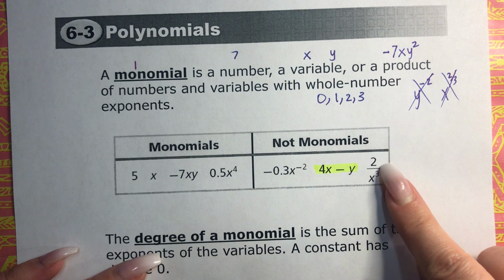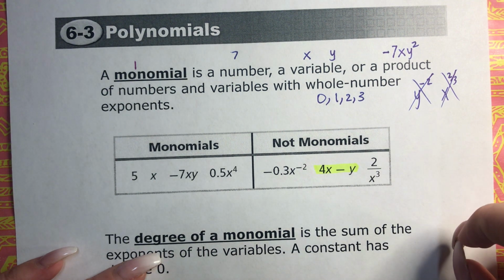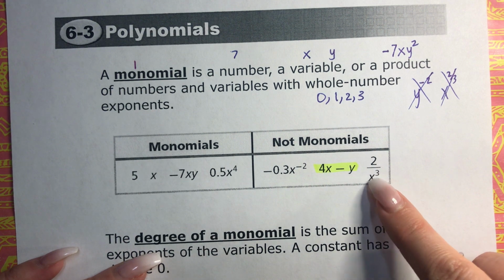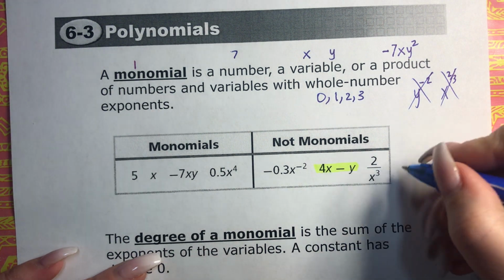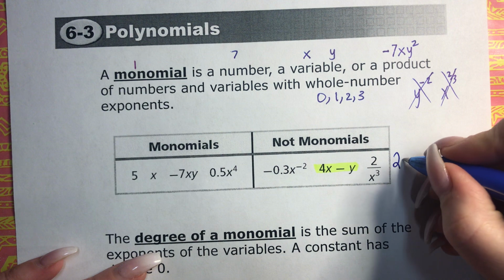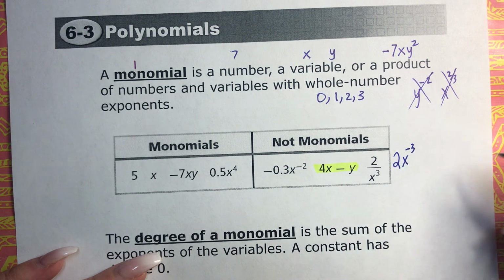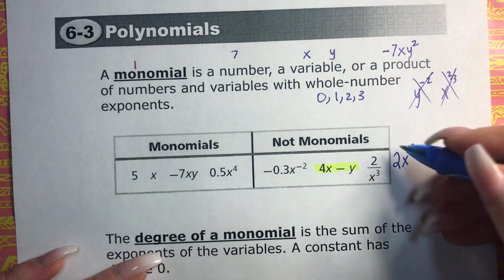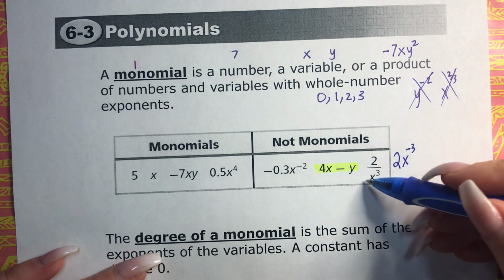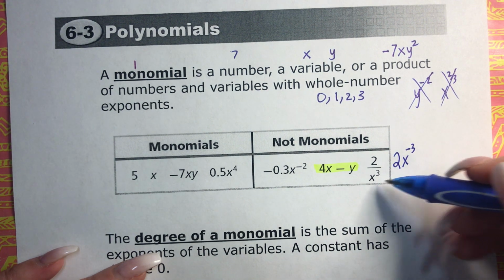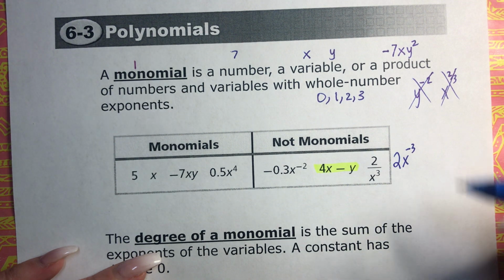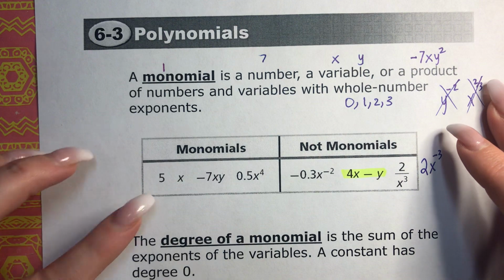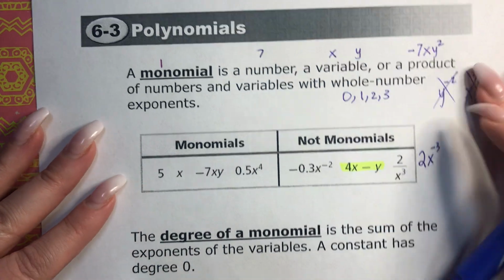What about this one, 2 divided by x to the 3rd power? Well, the x to the 3rd power is in the bottom, and if we rewrote this, it would be x to the negative 3, which would be a negative number in the exponent, and you can't have that. So you can't have any variables in the bottom of a fraction, or in the denominator, okay? All right, so those are monomials versus not monomials.